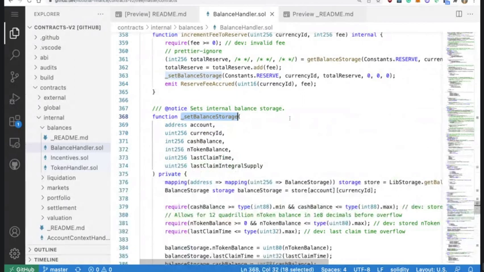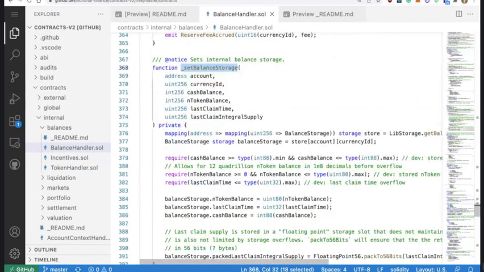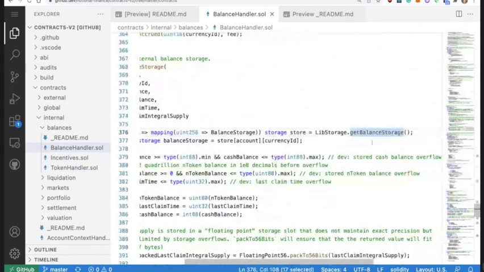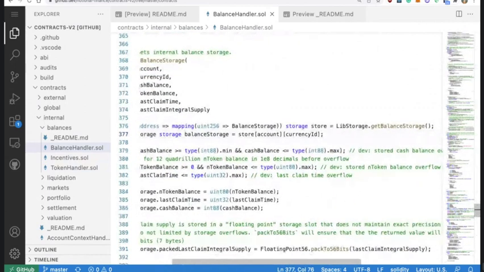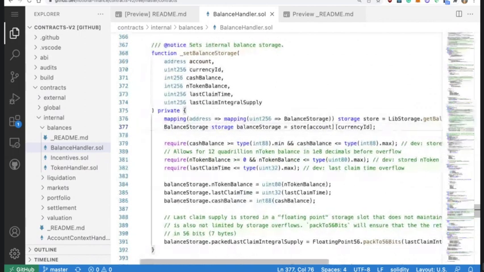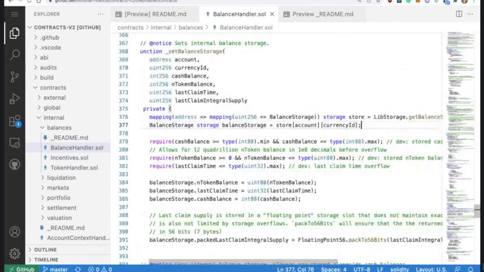So there's some stuff going on here. On line 376, you can see that we're getting the storage slot. We don't get it via the Solidity native way. We get it through this lib storage thing, so that you can access storage from inside libraries, since we're inside a library right now. It gives you back that mapping there. So we have a mapping between an account, which is just an Ethereum address, and a currency ID. We assign every currency we list a number, like 1, 2, 3, 4, 5. That'll get you your balance storage struct.